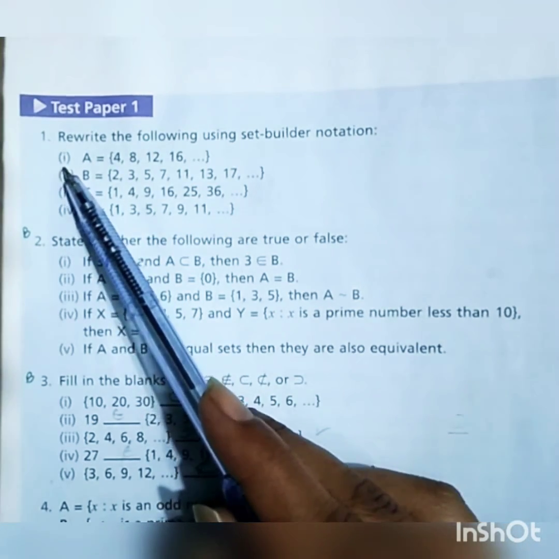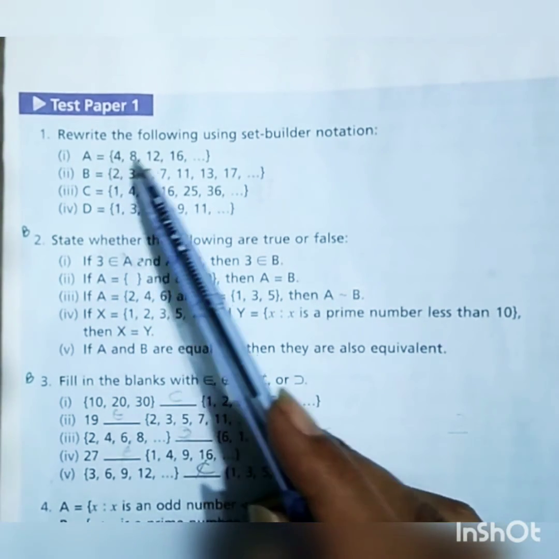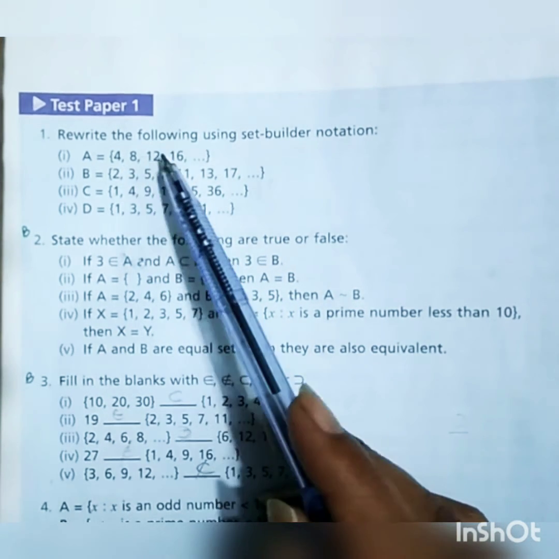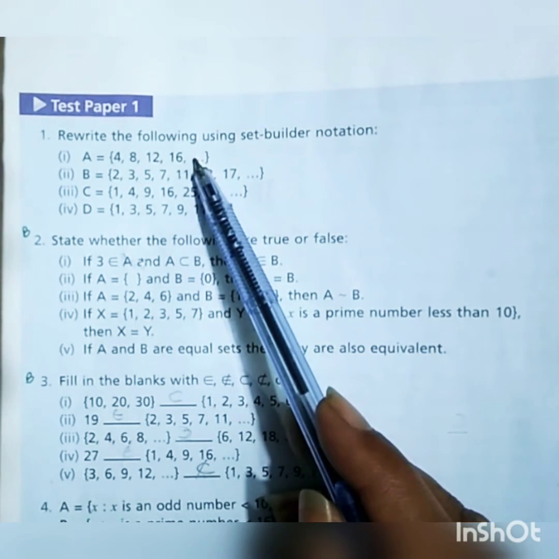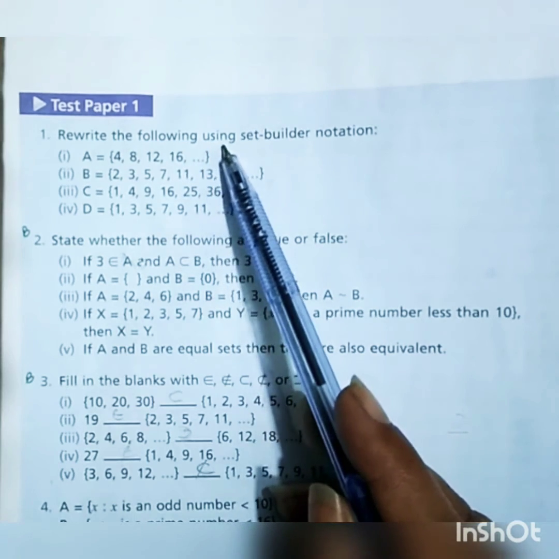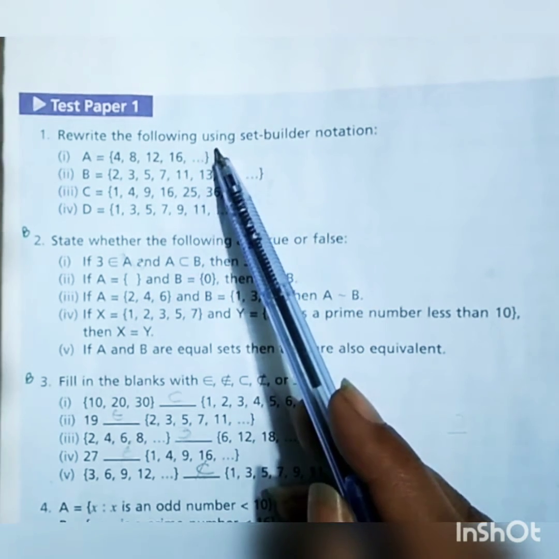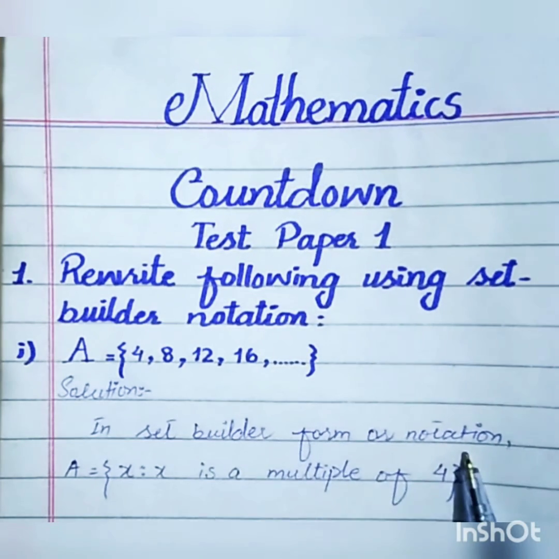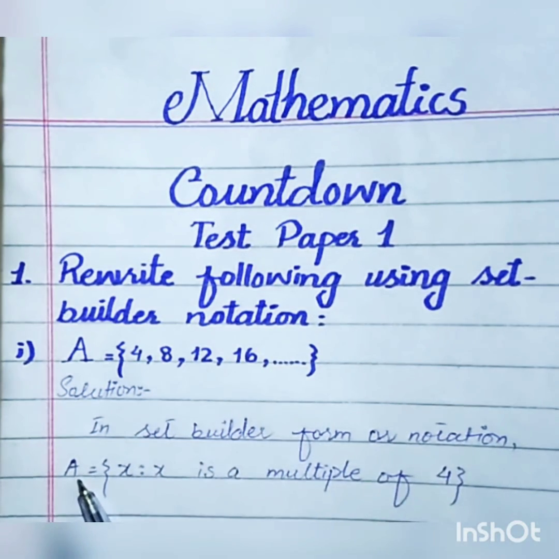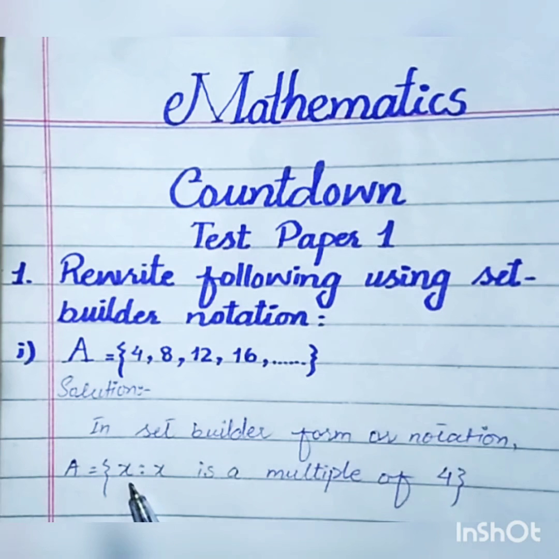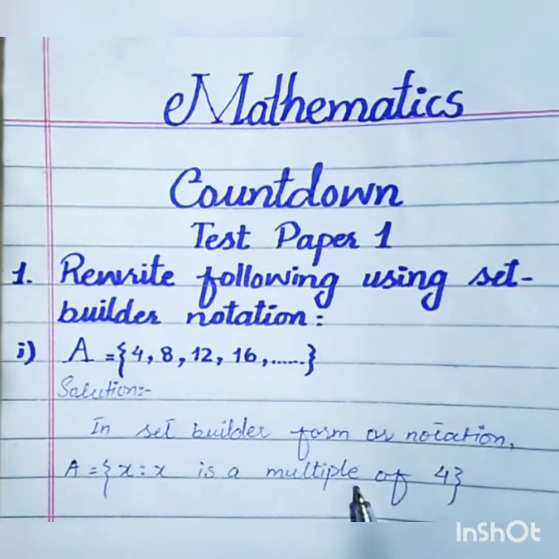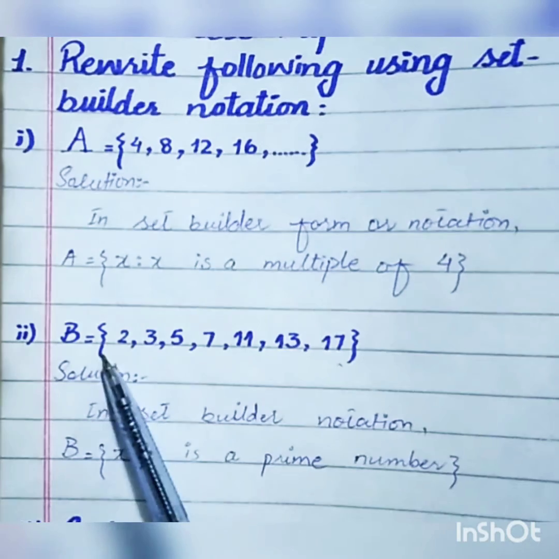Let's start with part number 1, which is A is equal to the set 4, 8, 12, 16 and so on. We can see that these are the multiples of 4. So in order to write this set in set builder notation, the solution in set builder form is: set A is equal to the set of all x such that x is a multiple of 4.